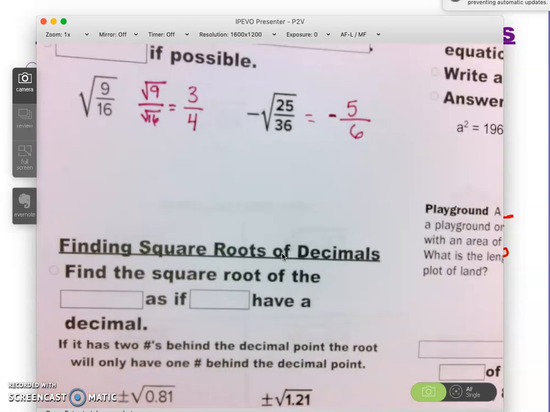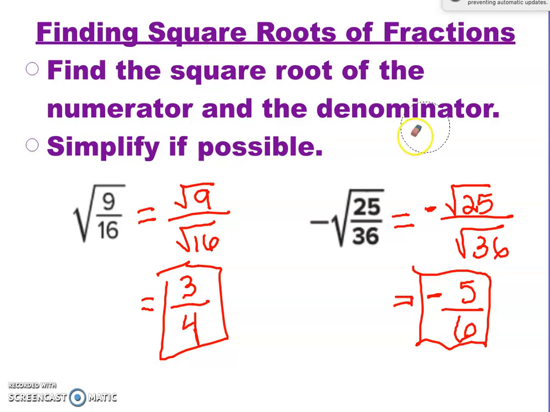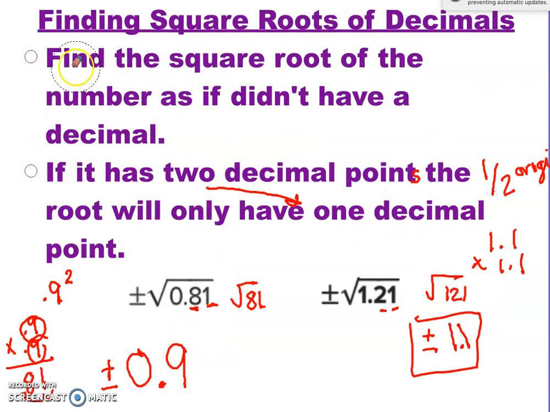Okay, finding the square root of decimals. So you want to find the square root of the number as if it didn't have a decimal. And if it has 2 decimal places, the root will only have 1 decimal place. So here, this 81 has 2 decimal places, so the root will only have 1. Here, I have 2 decimal places, the root will only have 1.